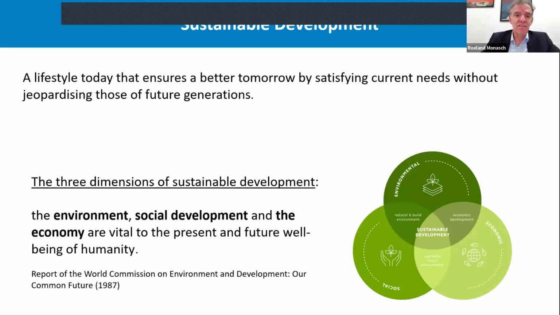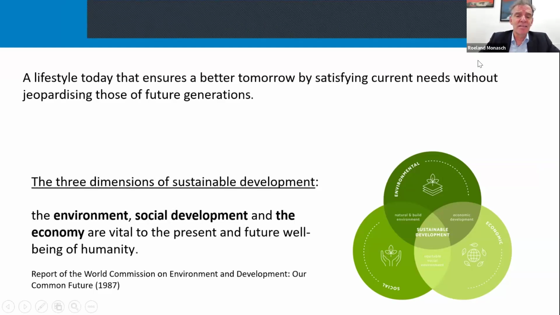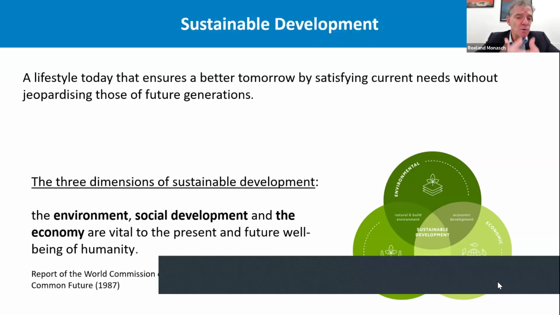To start off with is sustainable development. You all know this.